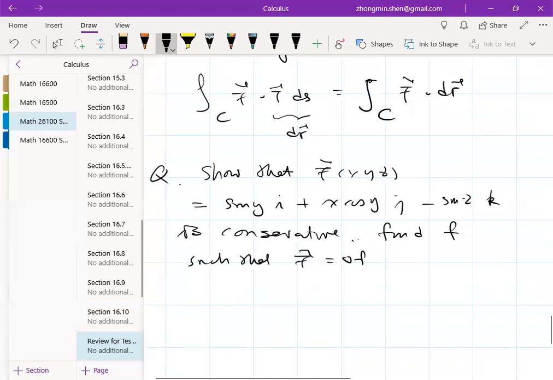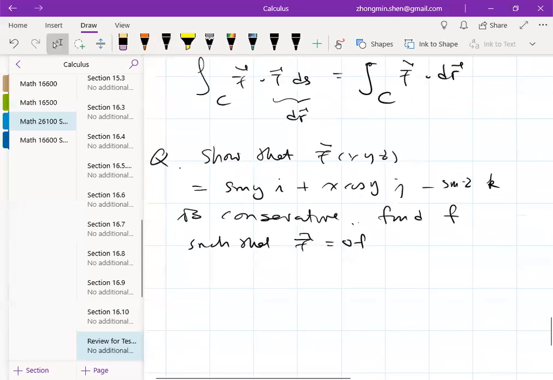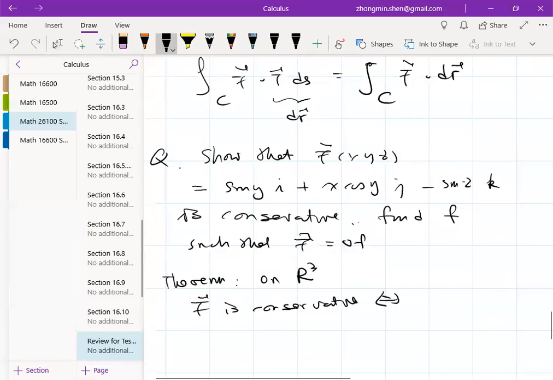If you're able to find that, then it means it's conservative. You prove the statement at the same time, right? So right now we just say, here's the theorem. I just record the theorem on the whole R2, R3: F is conservative if and only if the curl of the vector field is 0. If you just want to prove it's conservative, you can use this theorem.